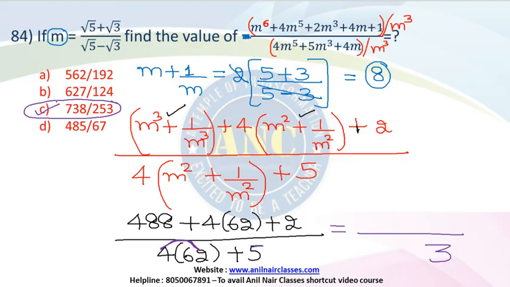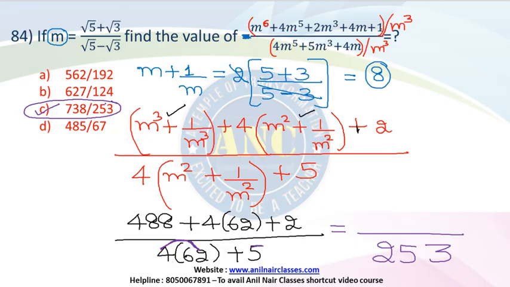Unless they are further simplified, or you can check it out. It's not a difficult task. 62 into 4: 60 into 4 is 240, 2 into 4 is 8, 248 plus 5 is 253. The denominator should be 253, or it should be a multiple or a factor of 253. There is only one option which is 253 or its multiples or factors.